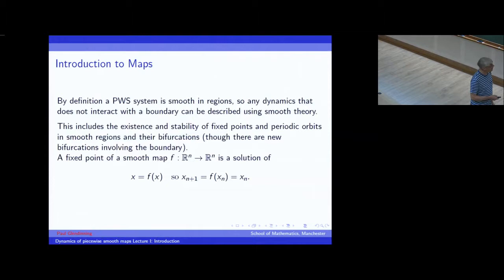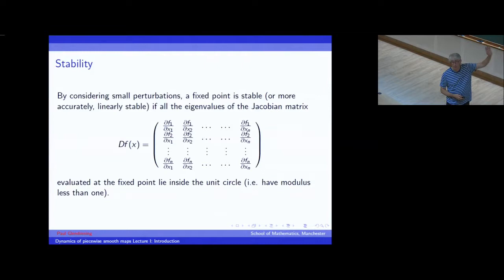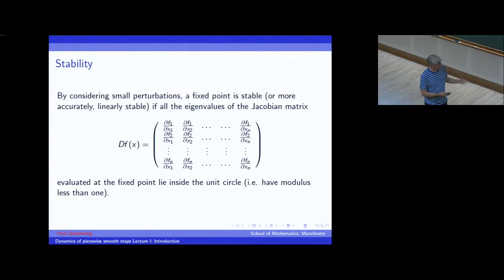Next, stability. For smooth systems, you do it by looking at the Jacobian matrix, the eigenvalues of the Jacobian matrix inside or outside the unit circle. So stability would be having all the eigenvalues with modulus less than 1.